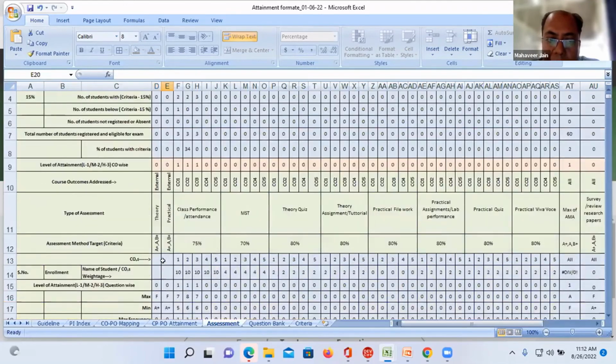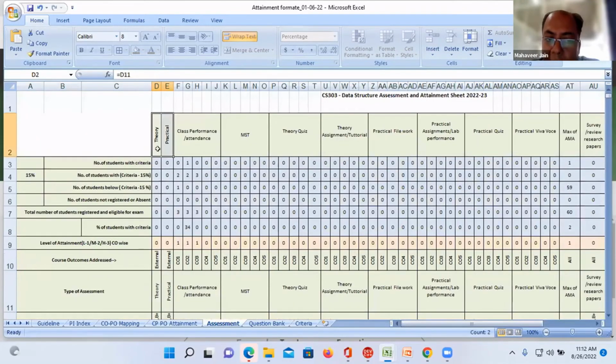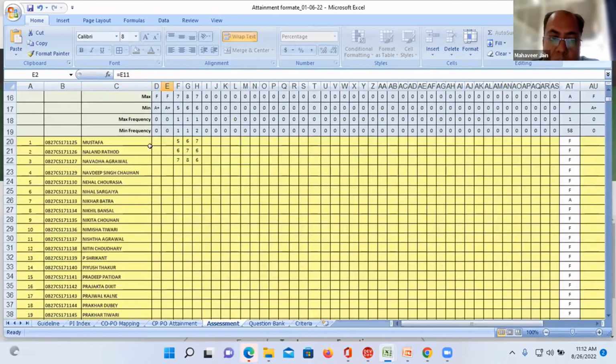Okay. So likewise, here is the nomenclature, theory and practical. You put the theory result of the student here. You put the practical result of the student here. You write the student here also. You copy and paste the student list and copy and paste the student grade for the theory and the practical.